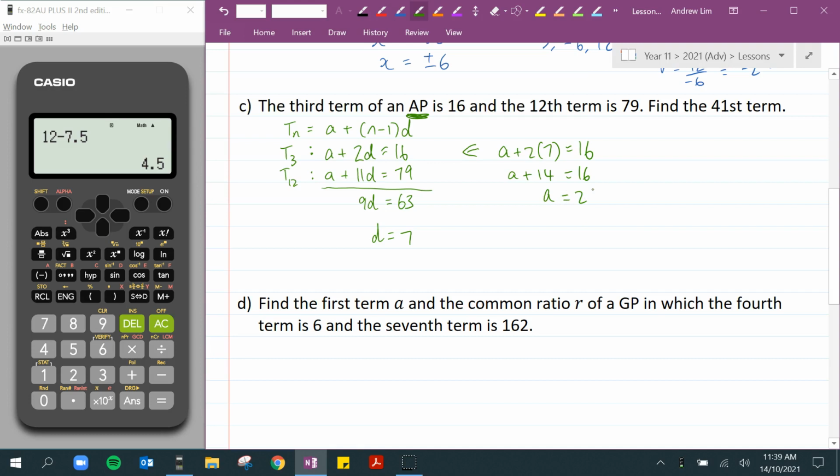Now that I've done that, I know I can work out the 41st term. The 41st term is a plus n minus 1 d. a plus, 41 minus 1 is 40, times d. So we have 2 plus 40 times 7, which is 282.